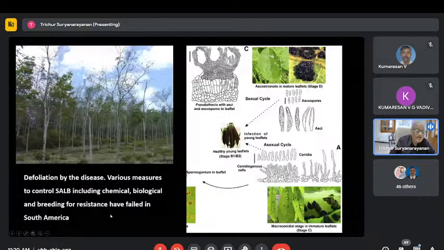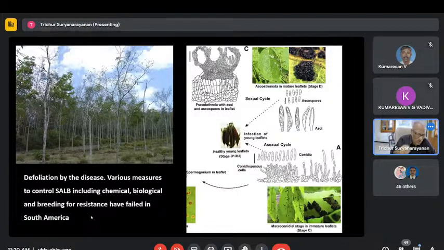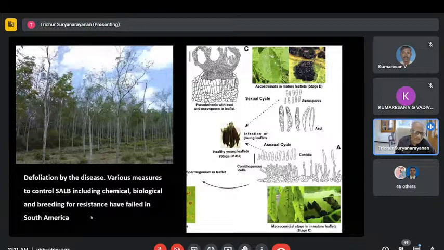They even tried to control this SALB disease by fungicides or by biological control methods, or they tried to breed for resistance. But all things have failed. Even today, things have failed. Somehow it's very interesting. Probably the fungus has co-evolved with this host plant for a very long time, and it's not easy to control this disease.